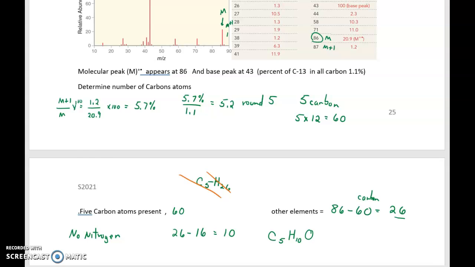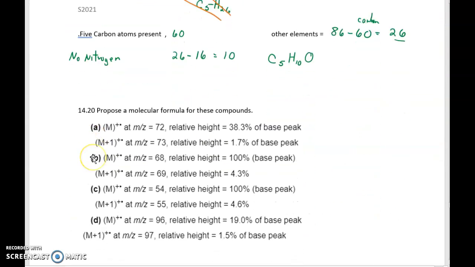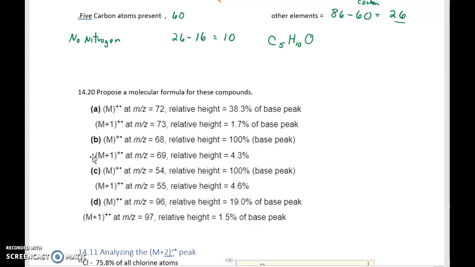We can do this with data without getting the chart, just by being given the location of the peak and its relative height. We can figure out the molecular formula for these 4 compounds.